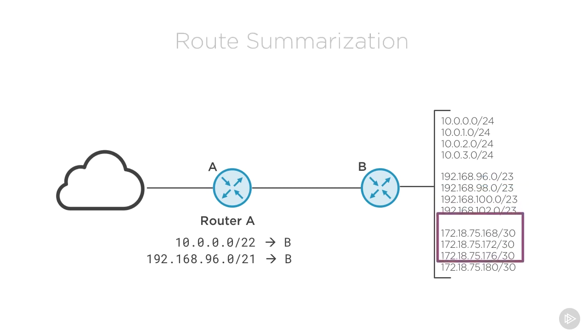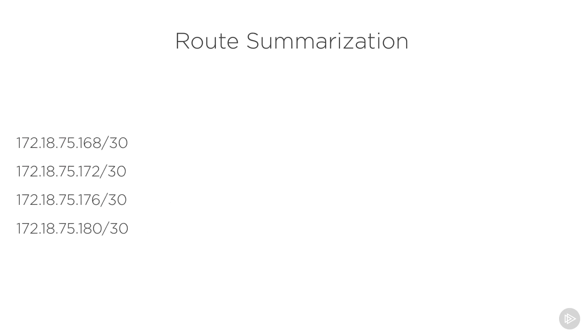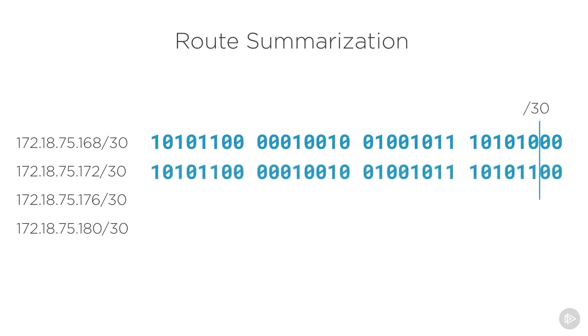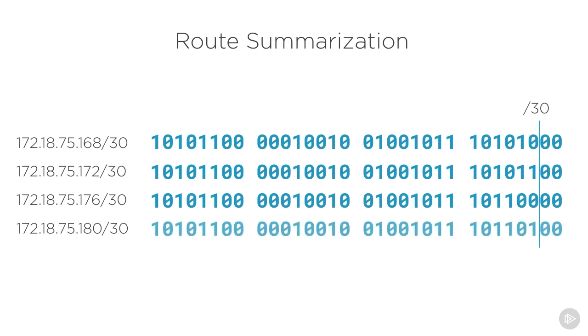Let's take a look at that last set of addresses here now. With our last set of addresses, we're going to do the same exact thing. We're going to convert each one of these sets of addresses to binary, using that /30-bit mask just as a guide as we write these down.